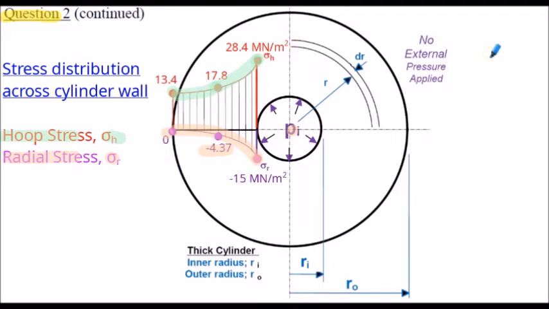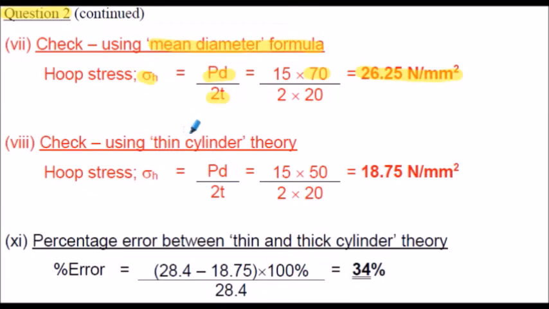So a reasonable estimate from the mean diameter formula. Part B of question 2 asked us to use thin cylinder theory to evaluate the hoop stress. So hoop stress from thin cylinder theory would be PD upon 2T, where this time we use the internal diameter of the pipe, which is 50 millimeters. That evaluates to 18.75 newtons per millimeter squared.